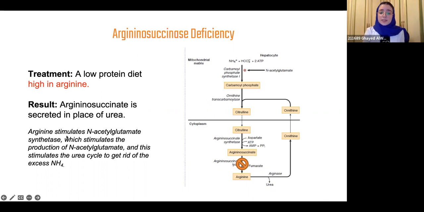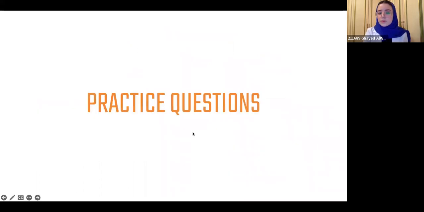Arginine basically stimulates N-acetylglutamate synthetase, which we said was the enzyme that we needed to make N-acetylglutamate, which is the obligate activator of carbamoyl phosphate synthetase 1. Okay, so that will basically help drive the reaction forward and maintain the urea cycle so that we can still get rid of our ammonia. Because again, if it accumulates, it's going to be toxic. Okay, and with that, we're done with the lecture.